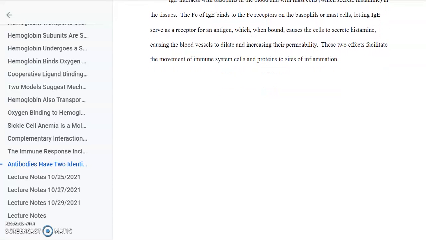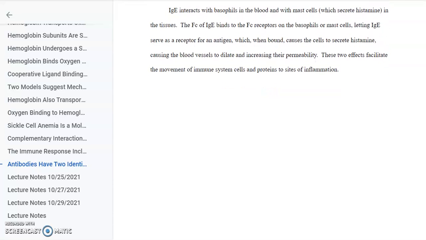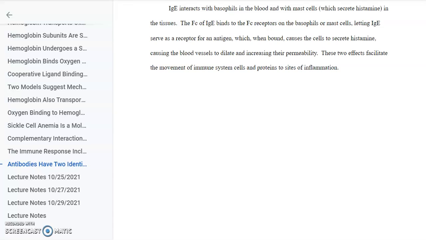IgE interacts with basophils in the blood and with mast cells which secrete histamine in the tissues. The Fc of IgE binds to the Fc receptors on the basophils or mast cells, letting IgE serve as a receptor for an antigen, which, when bound, causes the cells to secrete histamine, causing the blood vessels to dilate and increasing their permeability. These 2 effects facilitate the movement of immune system cells and proteins to sites of inflammation.